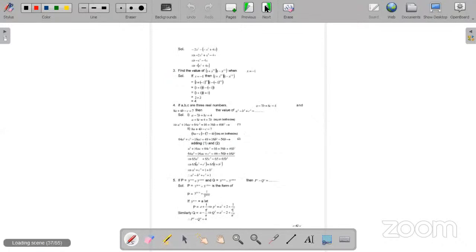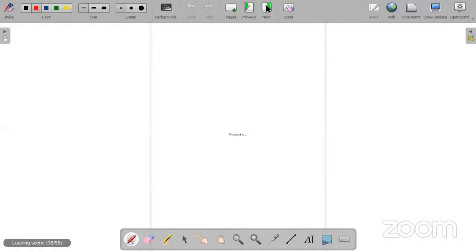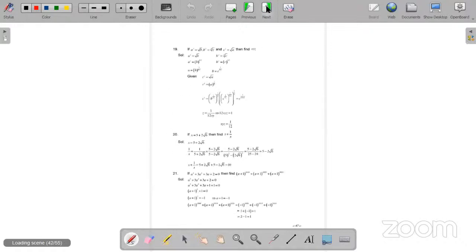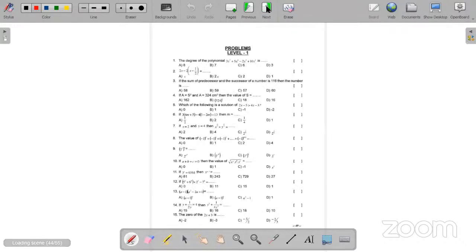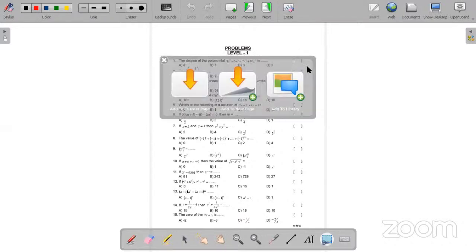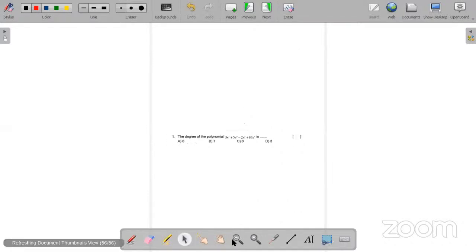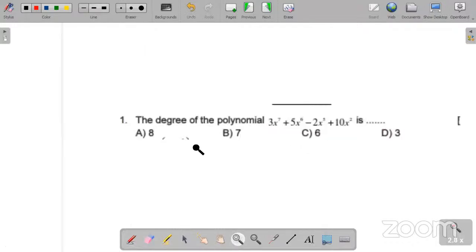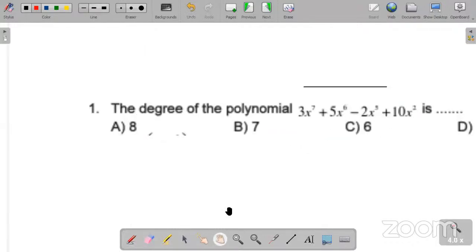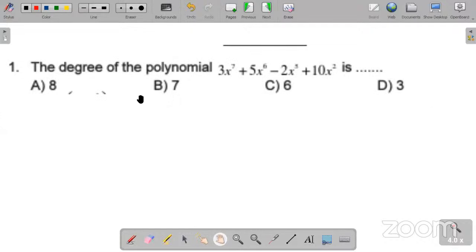Next, let us move to the problems. Okay, let us move to the problems. First problem. Are you there, all of you? Just now tell me, what's your answer?